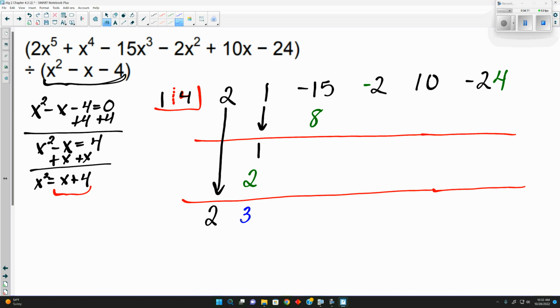So we would add straight down and get 3. We'd add here. Negative 15 plus 8 is negative 7. We good with this here? We do the multiplication again. So we do 1 times 3 this time, which is 3. 4 times 3 is 12. Add straight down. Negative 7 plus 3 is negative 4. Negative 2 plus 12 is 10.